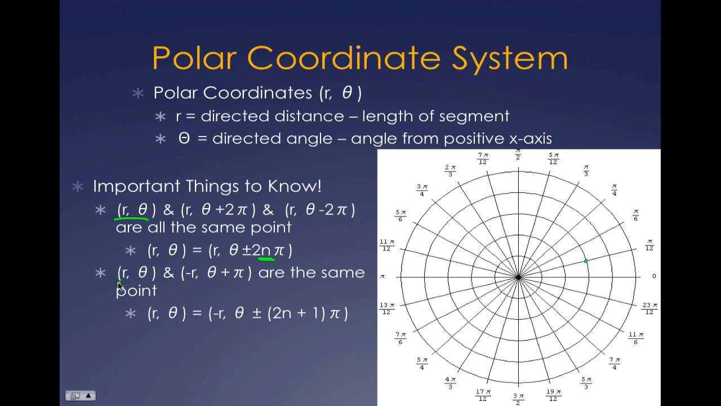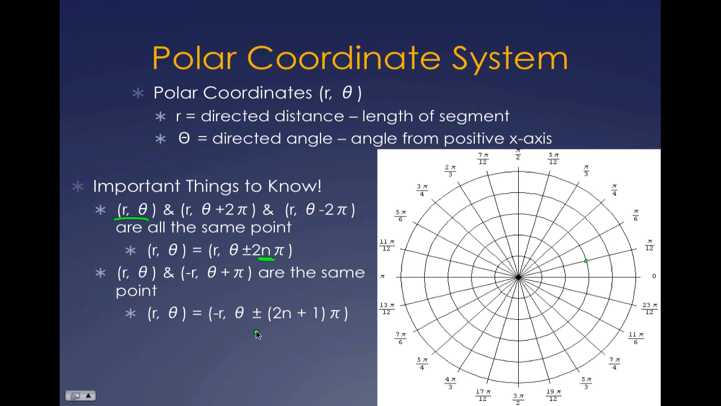Now, we also have r comma theta and negative r comma theta plus pi. These are the same point. And this is just a conversion that you're going to want to memorize or put down on your note cards. So they equal each other. And we can write this as an entire equation as r comma theta equals negative r comma theta plus or minus 2n plus 1 pi. So instead of the 2n pi, we have to get the pi by itself, so not an even number in front of it. So we do 2n plus 1 pi. So these are the same points right here.